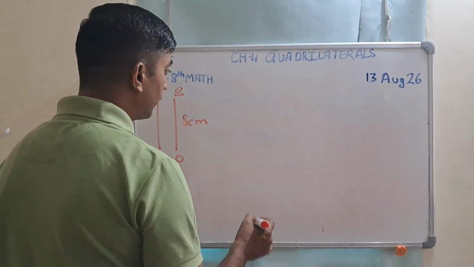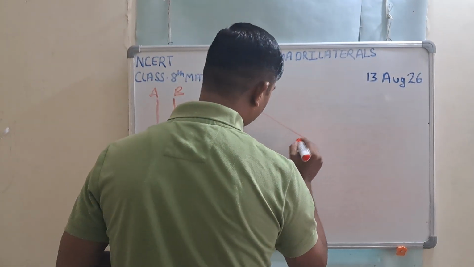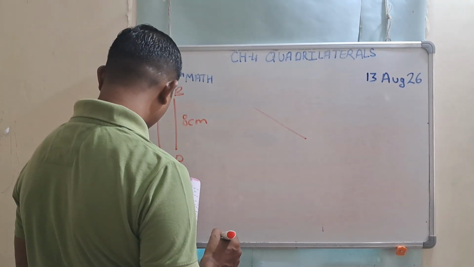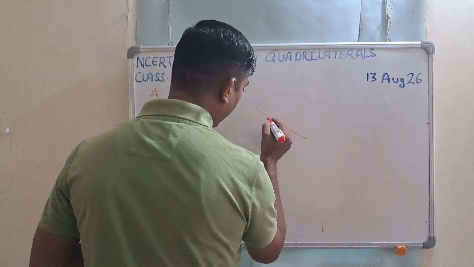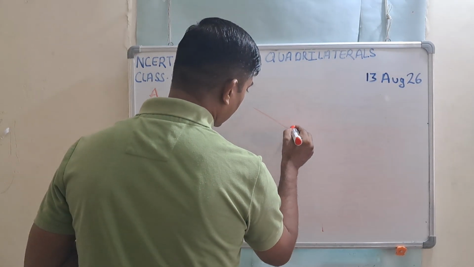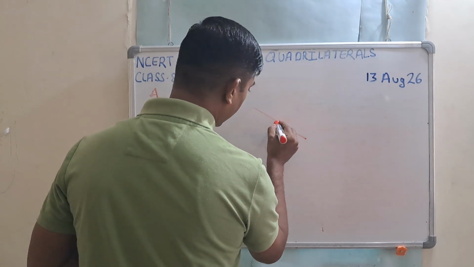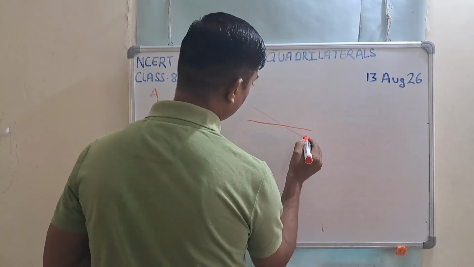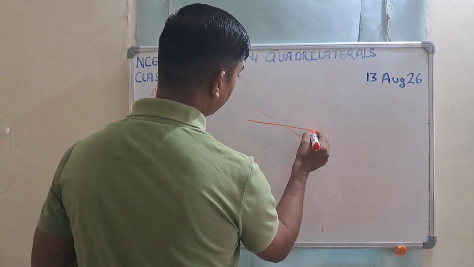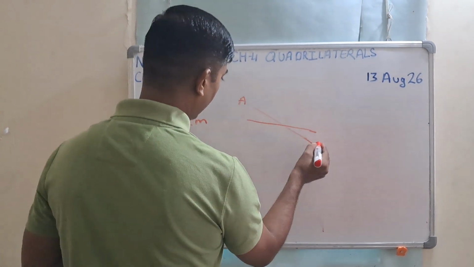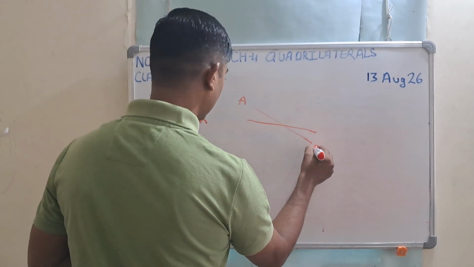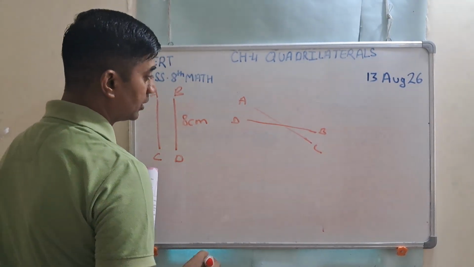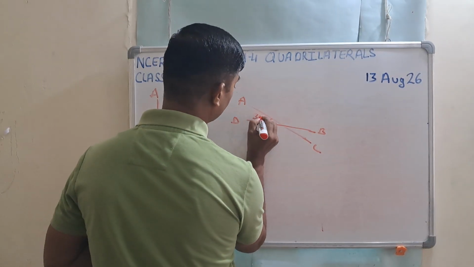So bisect means we have one diagonal and another diagonal. They have said the angle between them should be 30 degrees, like this. The whole length is 8 centimeter. Now see, this angle is 30 degrees.